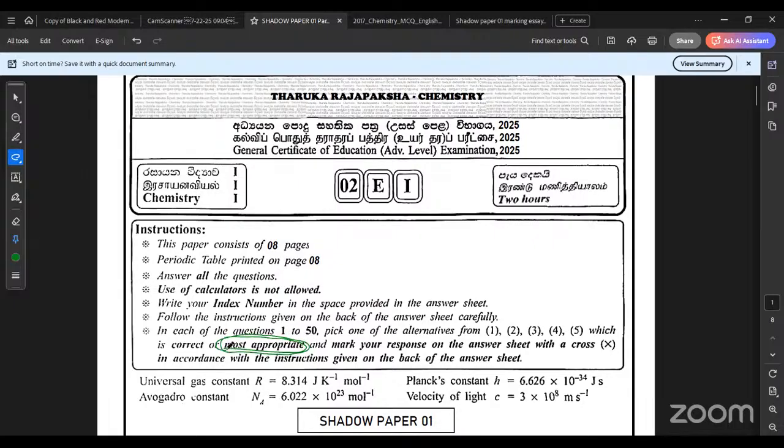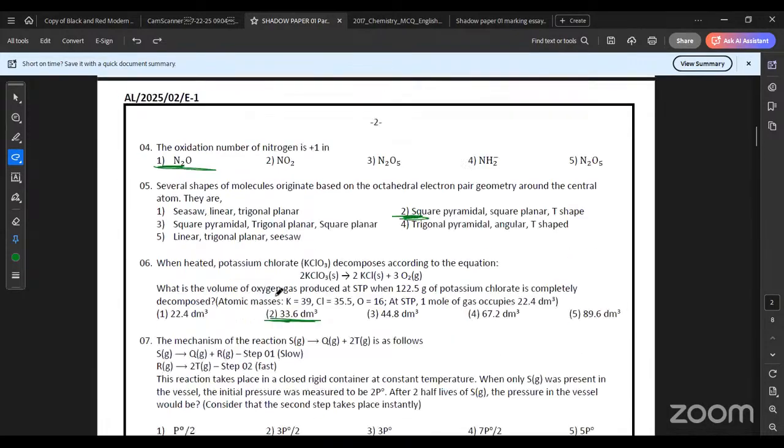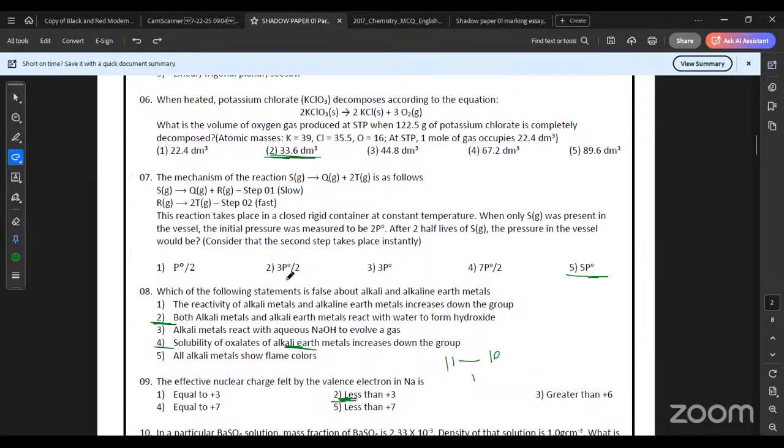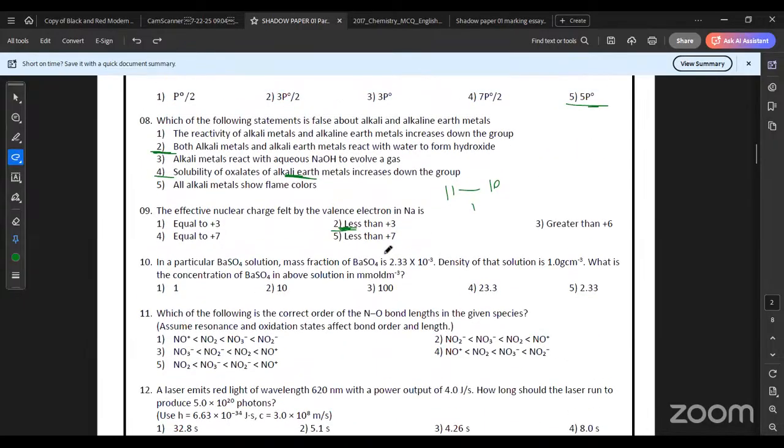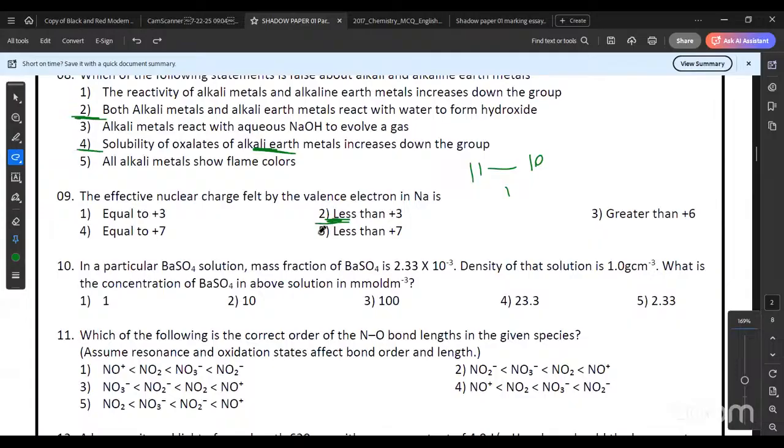Remember that. You should put the most appropriate answer. You can't put something like less than plus 7. It is less accurate than the other one, right? So it is less than plus 3.